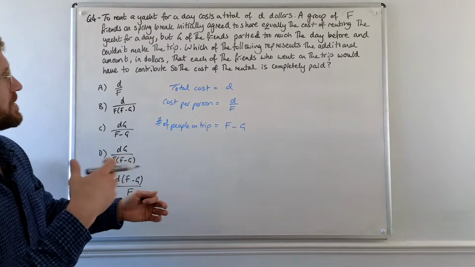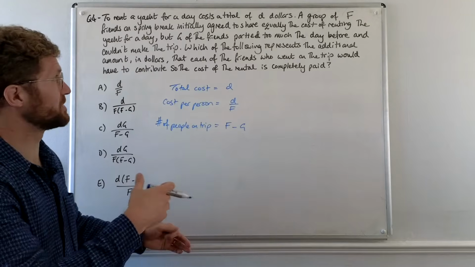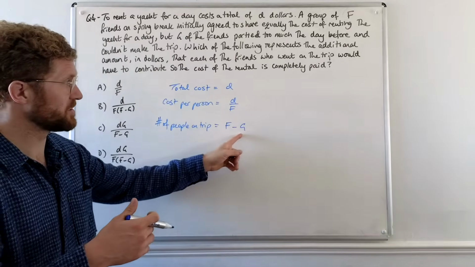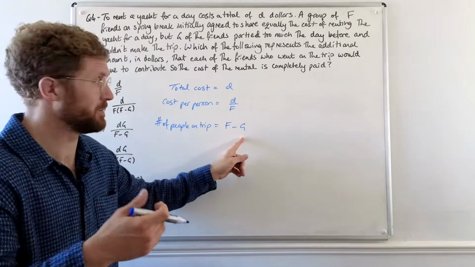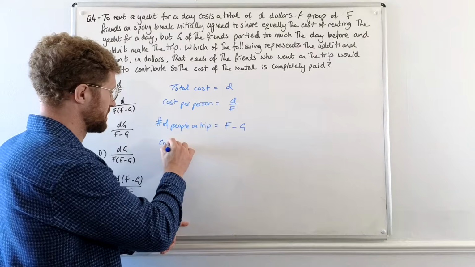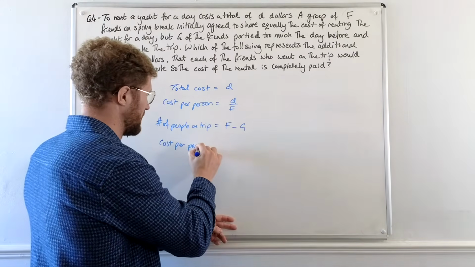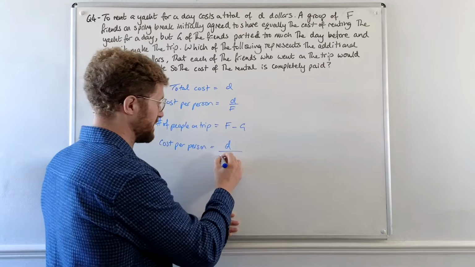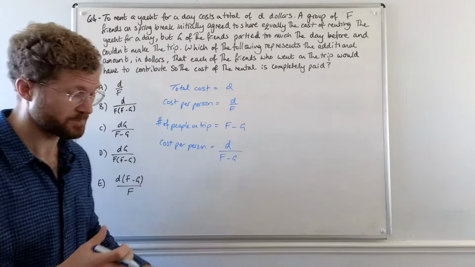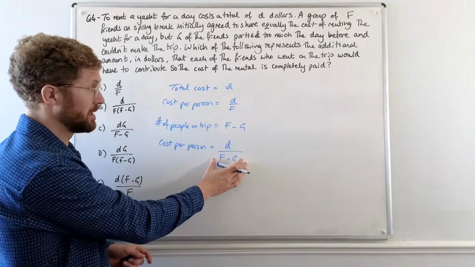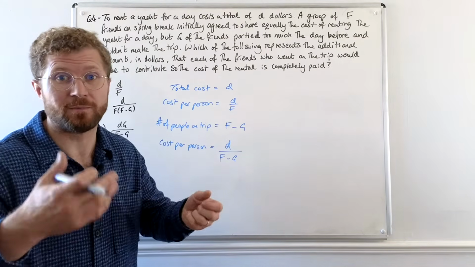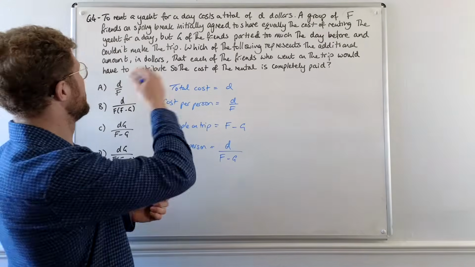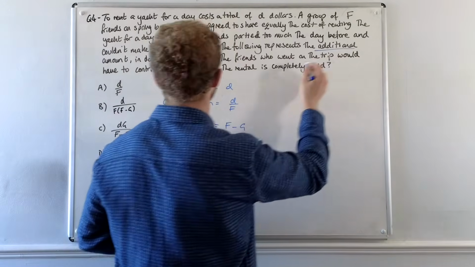All right. And then which of the following represents the additional amount in dollars that each of the friends went on a trip would have to contribute so the cost of the rental is completely paid. So we've lost a few people, but there are still F minus G people who want to go. So the cost per person after we've lost these G people is going to be D, the total cost of the yacht, divided by the number of people who went on the trip. Now, presumably this cost is going to be larger than the cost originally. We've lost some people, so the people who are going on the trip are going to have to pay a bit more. But I want to know the additional amount.